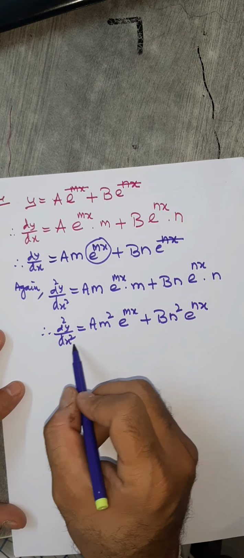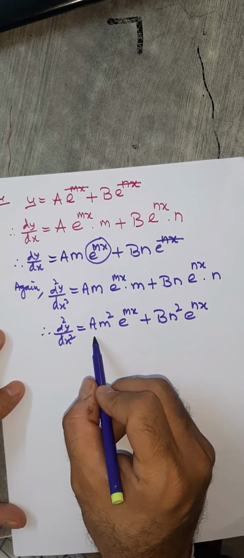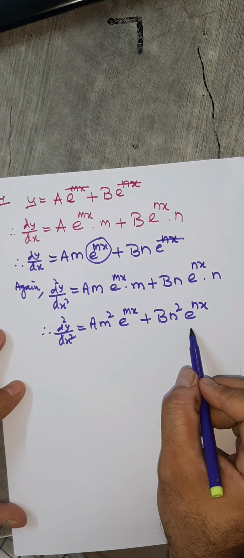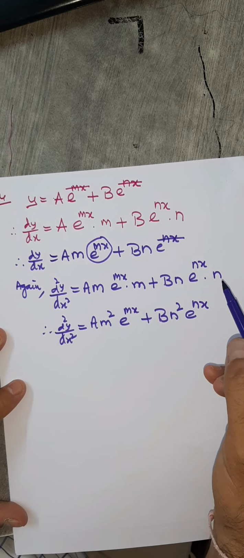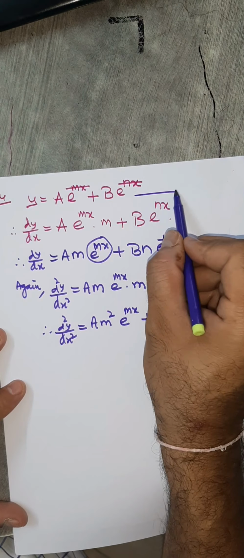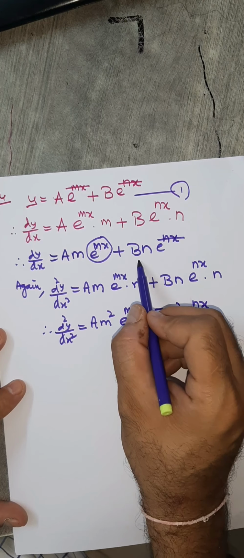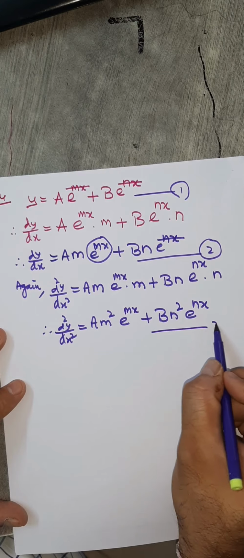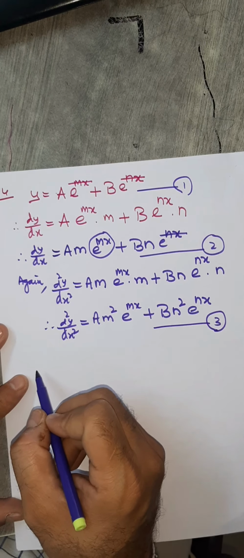Now this is not the required proof. You don't want this on the RHS here. So what we do, this is also a standard way. You can call this as 1, the given equation. Call this as 2, the equation obtained after differentiating once. Call this as 3. Right.